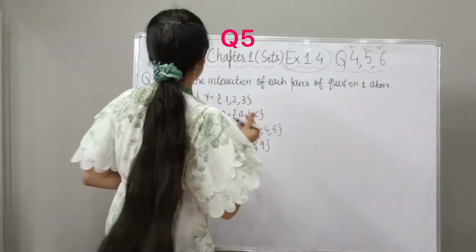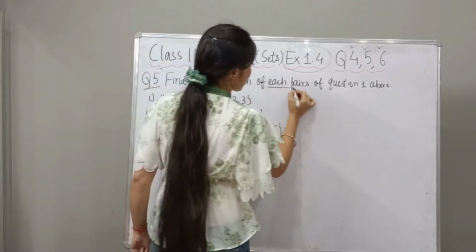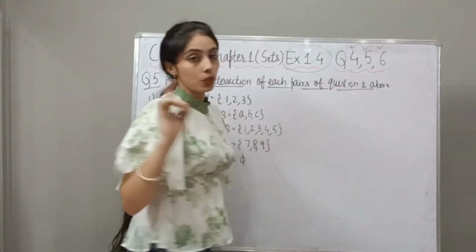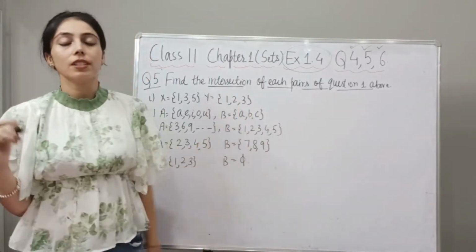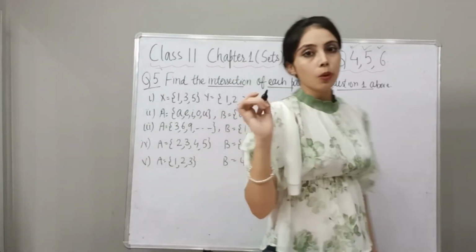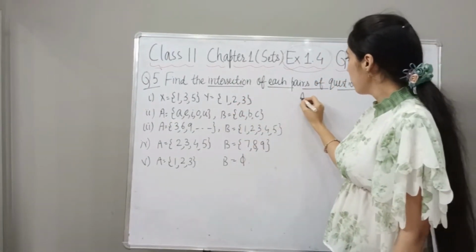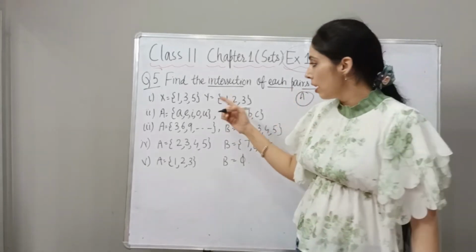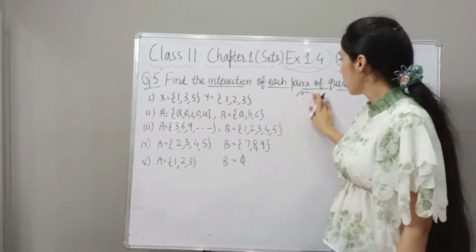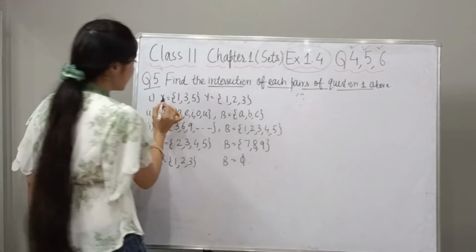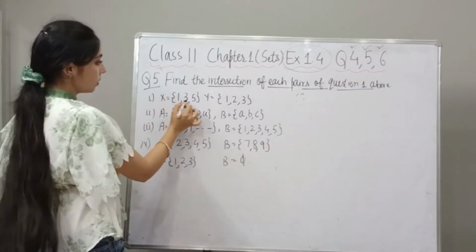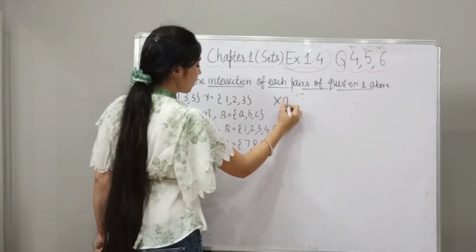Question number 5. We have to find the intersection of each pair of question 1 above. We have already discussed question number 1. By using all the pairs of question number 1, we have to find the intersection. So here the first part is X is equal to 1, 3, 5 and Y is equal to 1, 2, 3.